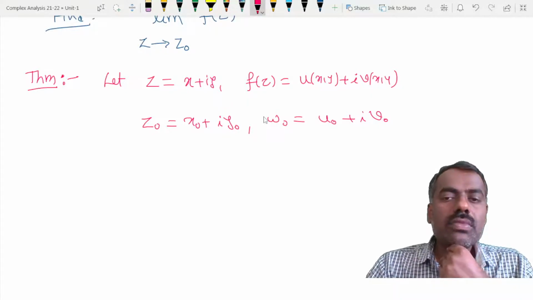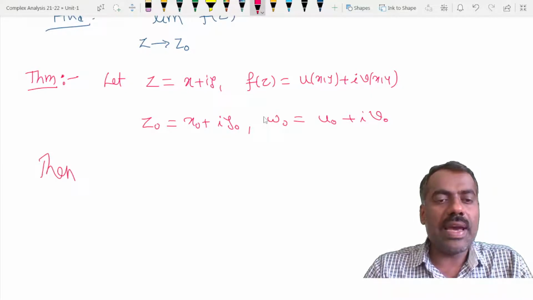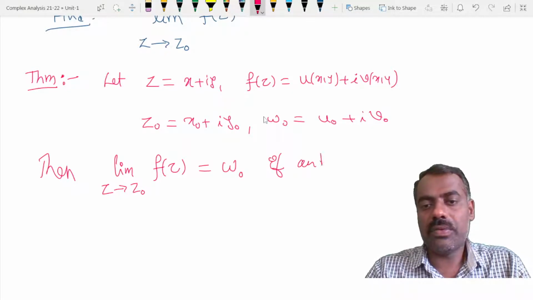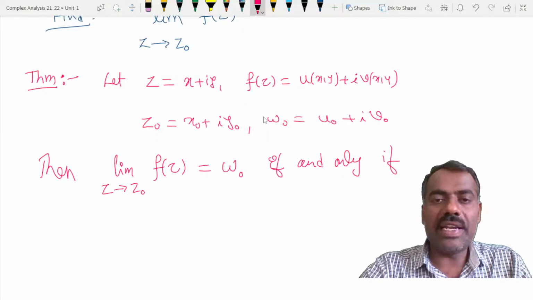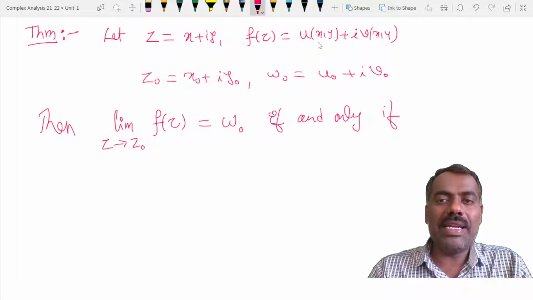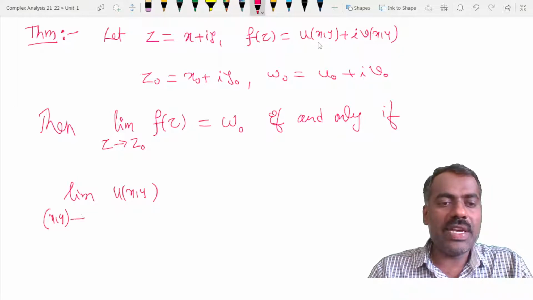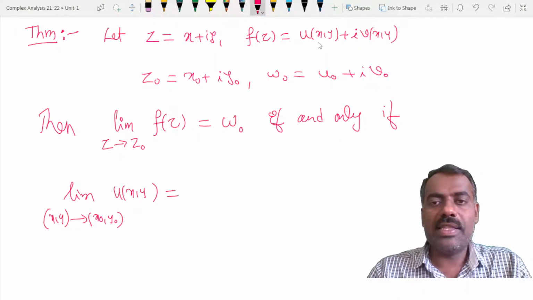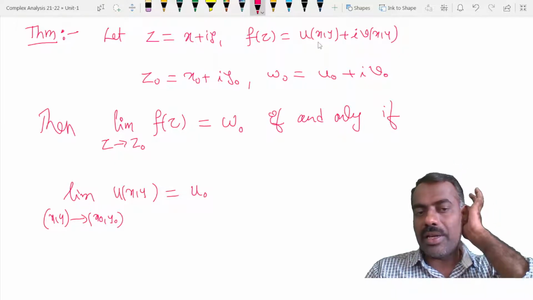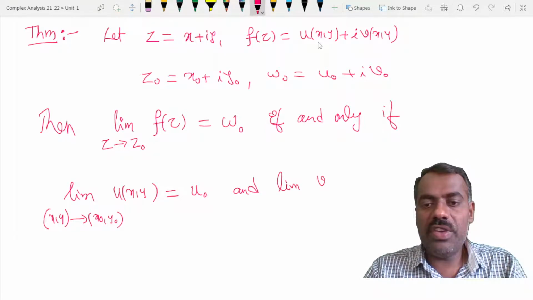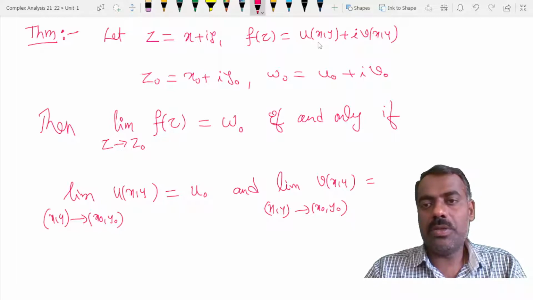With respect to all these notations, we can have limit of f of z as z tending to z naught is equal to w naught, if and only if, in terms of its imaginary part and real part, limit of u of x comma y as x comma y tending to x naught comma y naught is u naught, and limit of v of x comma y as x comma y tending to x naught comma y naught is v naught.